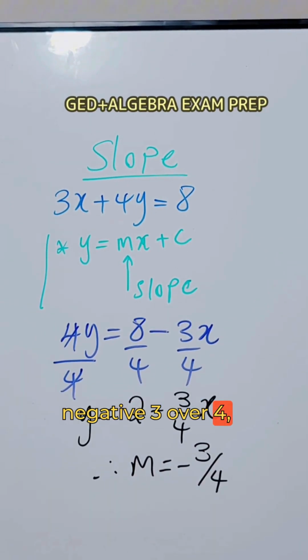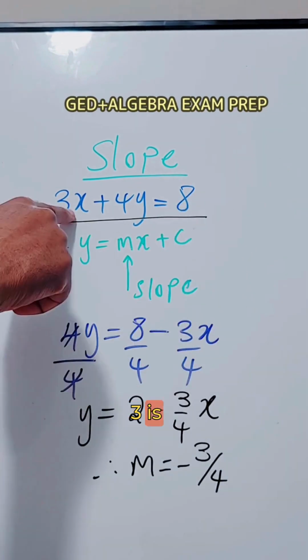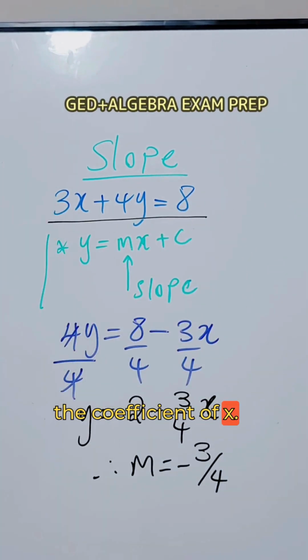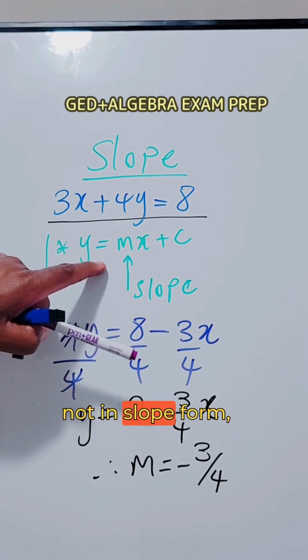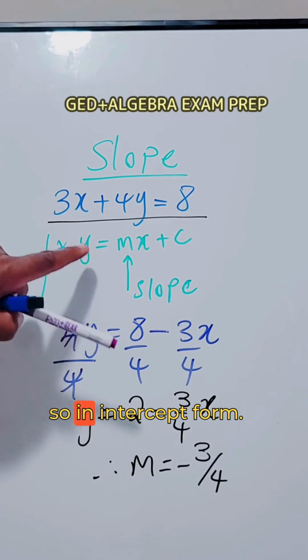Negative 3 over 4. Okay, so once again, just to recap, when the equation is in this form, 3 is not the slope. The coefficient of x is not the slope. Why? Because the equation is not in slope form, in intercept form.